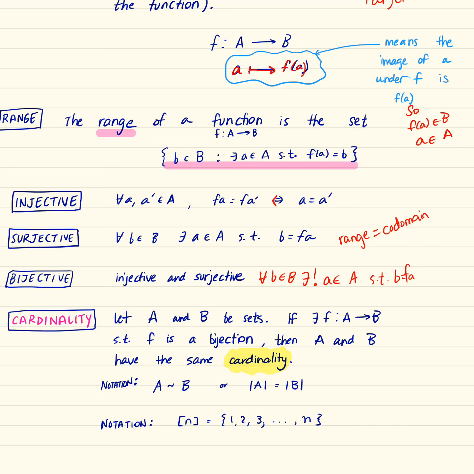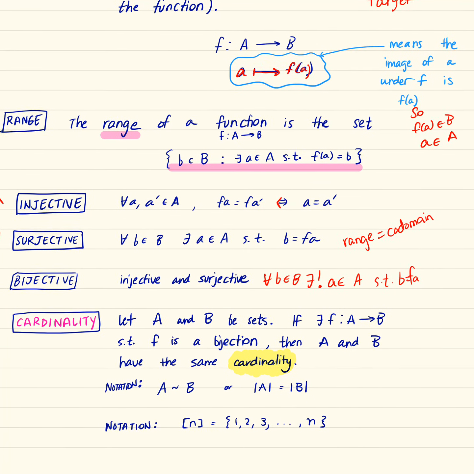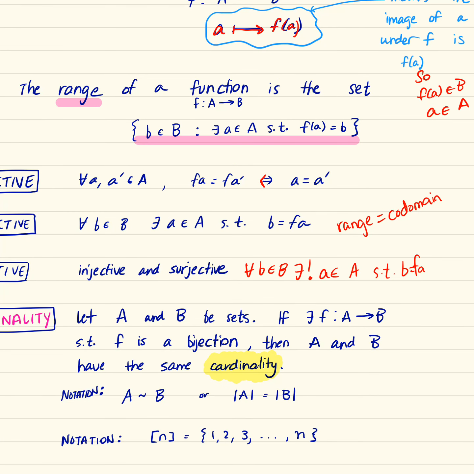All right, and that leads us to cardinality. What is cardinality? Suppose you have two sets. If f is a function from A to B and f is a bijection, then we say that A and B have the same cardinality. So cardinality is the size of a set in some sense. Notation-wise, we might write that A and B have the same cardinality using this notation, or using the absolute value notation, right?